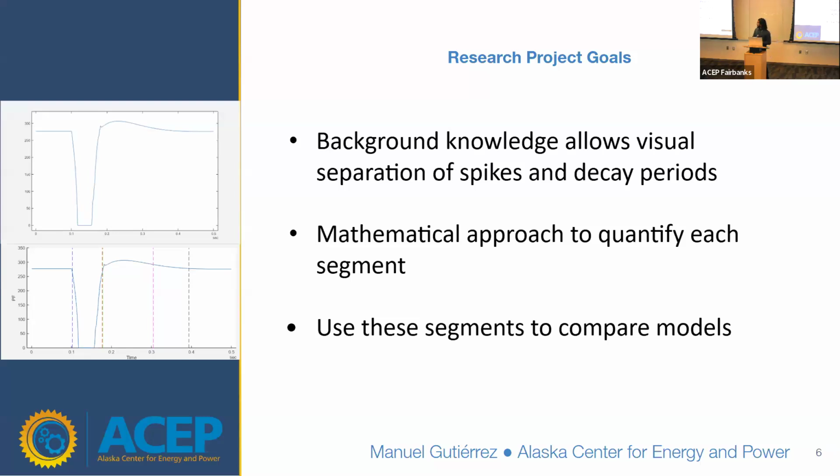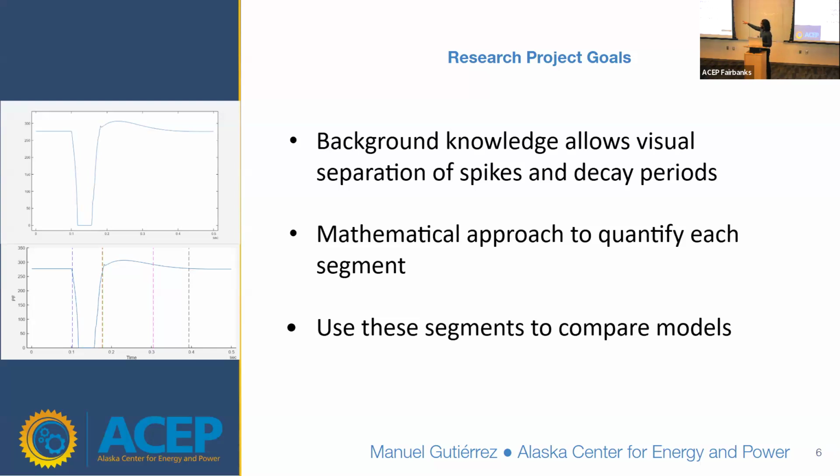Now, with some background information, you could look at these data sets and split them into a period where there's a spike and a period of decay. But visual identification is not enough. You need a mathematical approach to be able to quantify each segment, then use these segments to compare the models to real inverters.